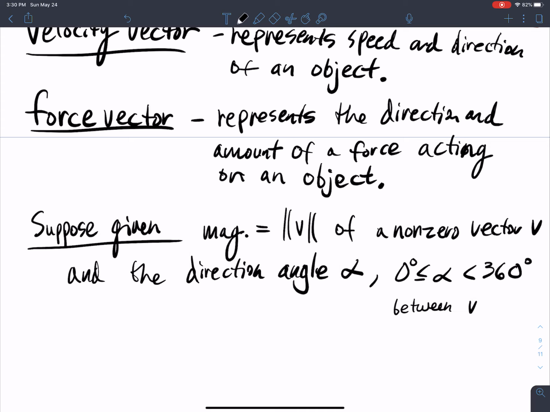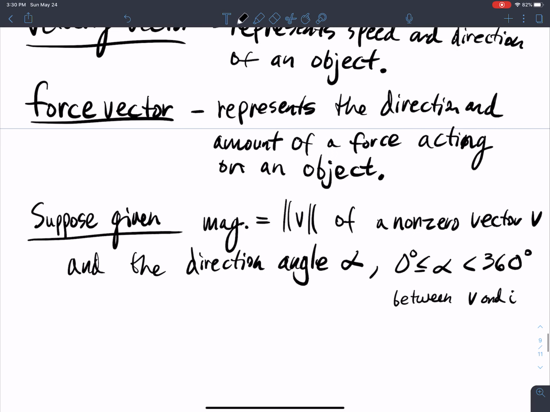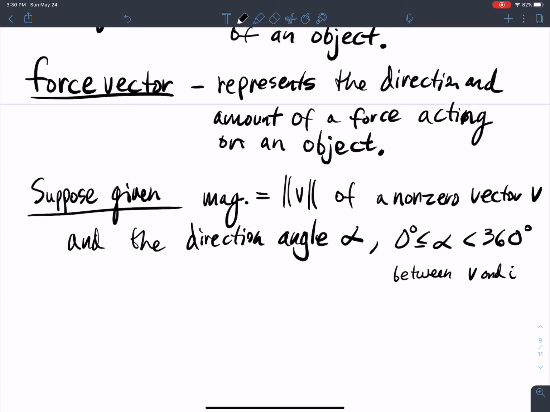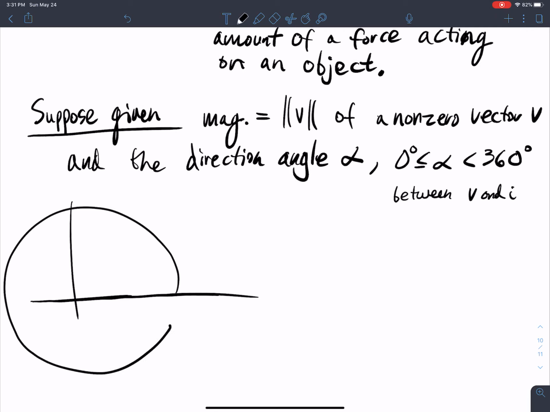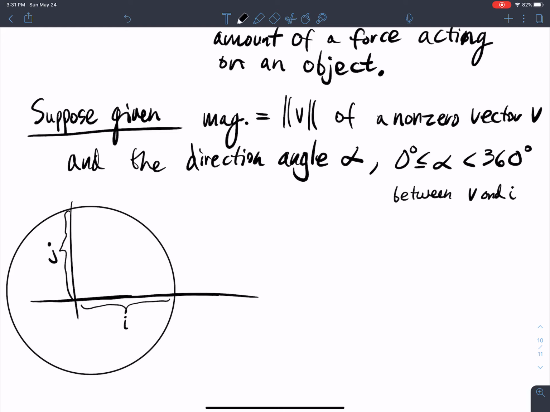Between v and i. All right, to express v in terms of the magnitude of v and alpha, first find the unit vector having the same direction. Okay, so say we've got some unit circle. So we know what a unit circle looks like. So I go out some i in this direction and up some j in that direction. So the unit vector u, to get this u here with an angle of alpha, how do we get this point? Well, that's the cosine of alpha comma sine of alpha.